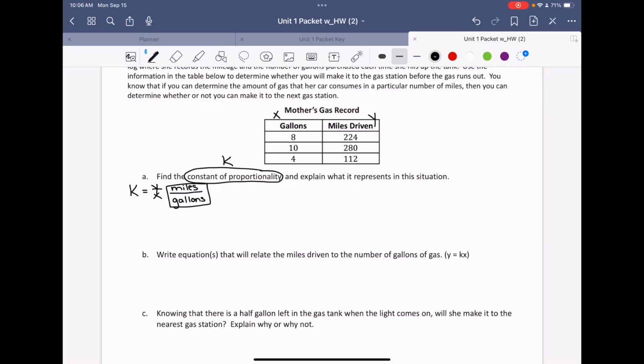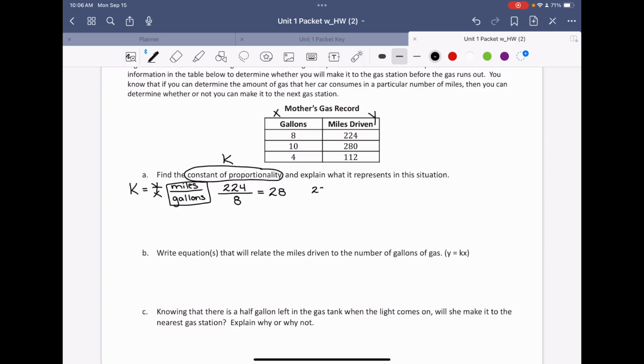And I'm just going to go through and make sure they all give me the same thing within my table to make sure it's really proportional. So 224 divided by 8. Plug that into your calculator and divide. Should give us 28. 280 divided by 10. Plugging that into my calculator should also give us 28. And the last one, 112 divided by 4 should also give us 28. So that tells me that K equals 28.